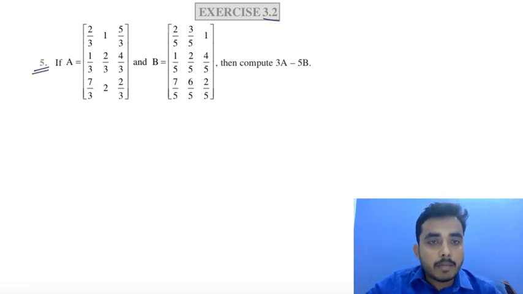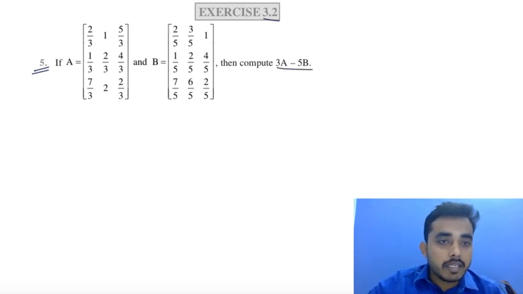A दिया हुआ है हमें एक matrix that is of order 3 by 3, and एक matrix B दिया हुआ है उसका भी order 3 by 3 है. Now we need to compute this value: 3 times A minus 5 times B. So let's write what is 3 times A. So that will be 3 multiply this matrix.